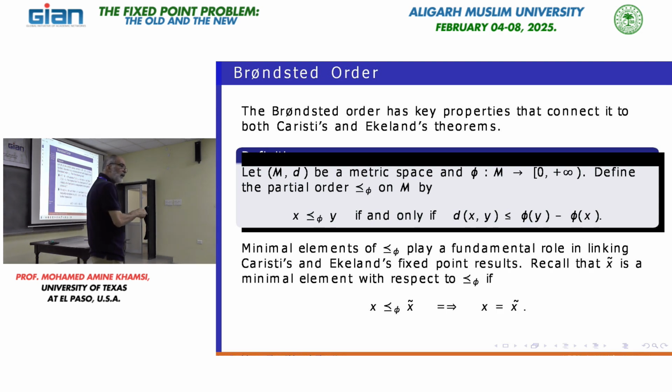So, first part 1. That's carries T. So remember, what does this mean? This means the distance from X to Tx is less or equal than phi of X minus phi of Tx. You remember the Bronsted order. Let's go to 2 now.